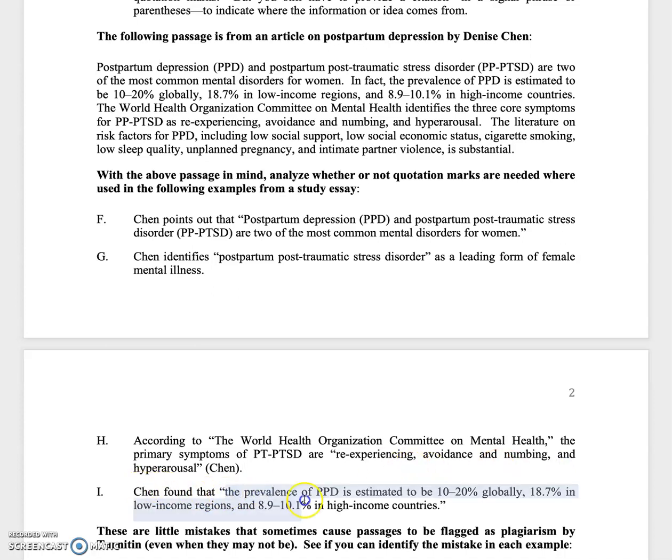And then here, those quotes are necessary because even though it's just presenting statistics, it is using the exact sentence structure and the exact wording as the original, so it needed to be in quotes.